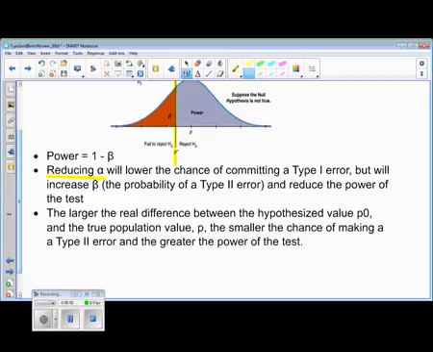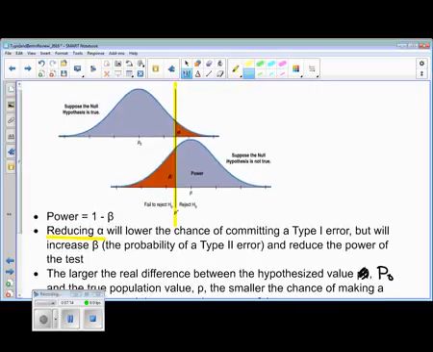True. This is the one that got me on Wednesday. The larger the real difference between the hypothesized value, and this should be P naught, sorry, okay, and the true population value, which is just P, the parameter, the smaller the chance of making a type 2 error, okay? So the further away that this is from this, these two graphics are not necessarily aligned. If they were one directly under each other, that means that P naught and P would be the same number, right? The further they are away from each other, this yellow vertical line creates smaller rejection regions. Do you agree? These errors become smaller.